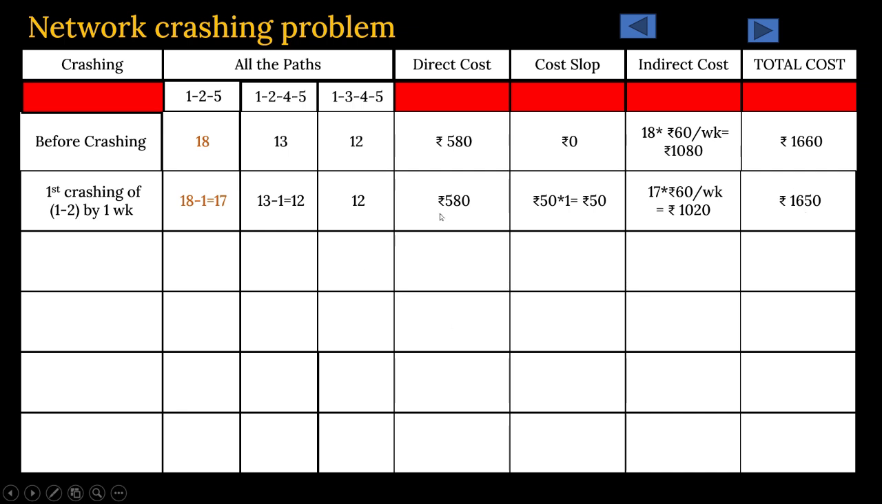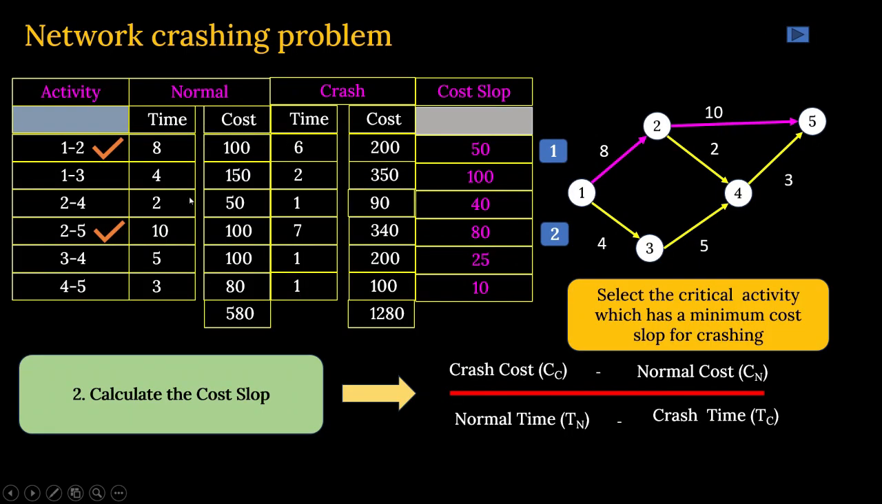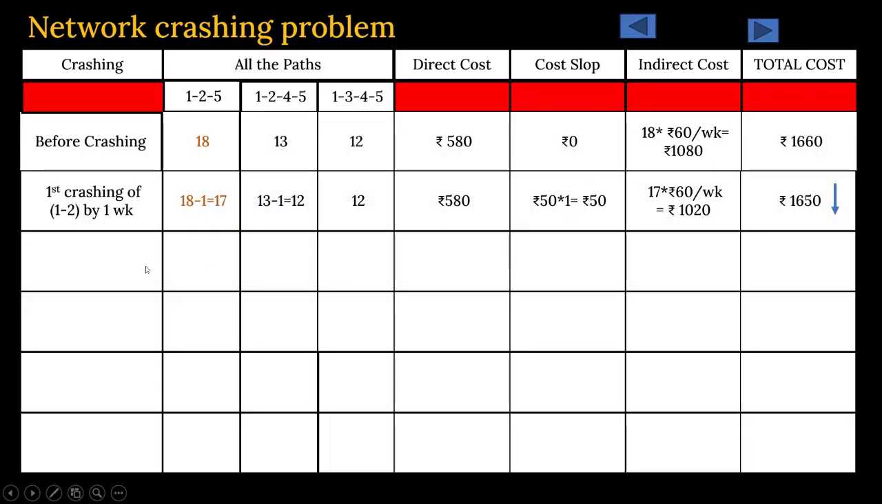So in normal situation, your project cost was 1660 rupees. After crashing it by 1 day in one of the critical activities, it has come down to 1650. Okay. Now, if you remember, it was mentioned that the crash time is 6 days. That means 2 days maximum we can crash this activity. Right? Already we have crashed it by 1 day. That means 1 day more is possible.